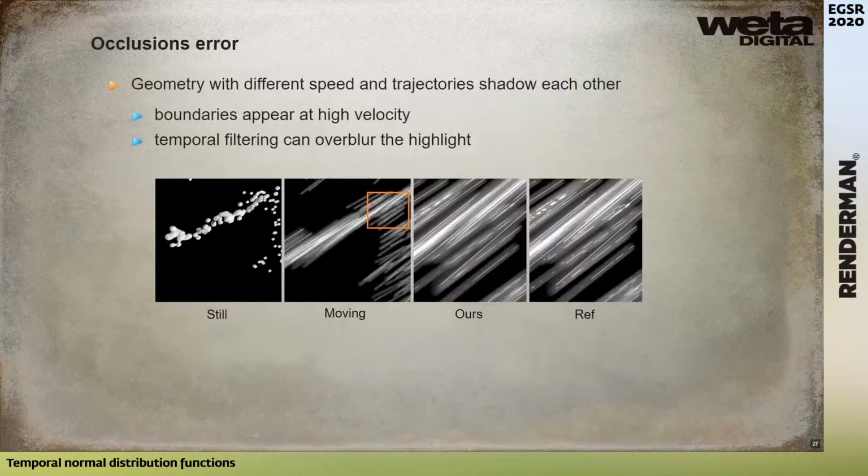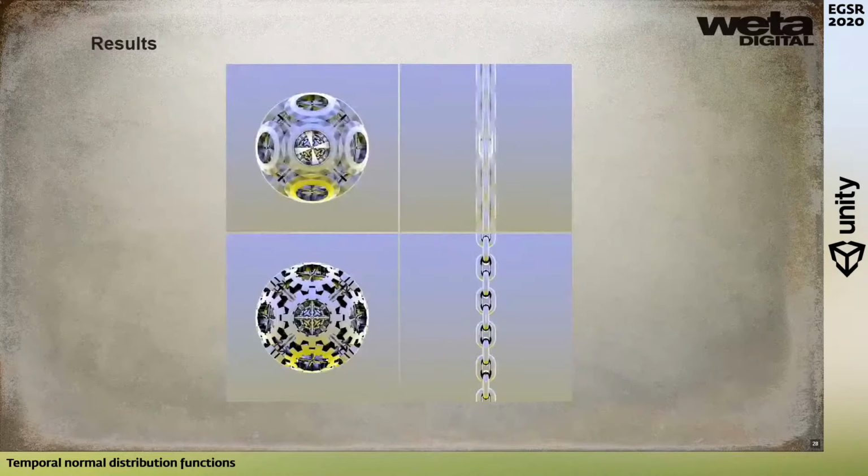Another element that we cannot factor in is visibility. While our filter accounts for the motion of the particles, different velocities and trajectories can lead to self-shadowing. This is usually not very noticeable, especially if the time delta is chosen properly, but high speeds can still lead to some overblur. And now the results section.